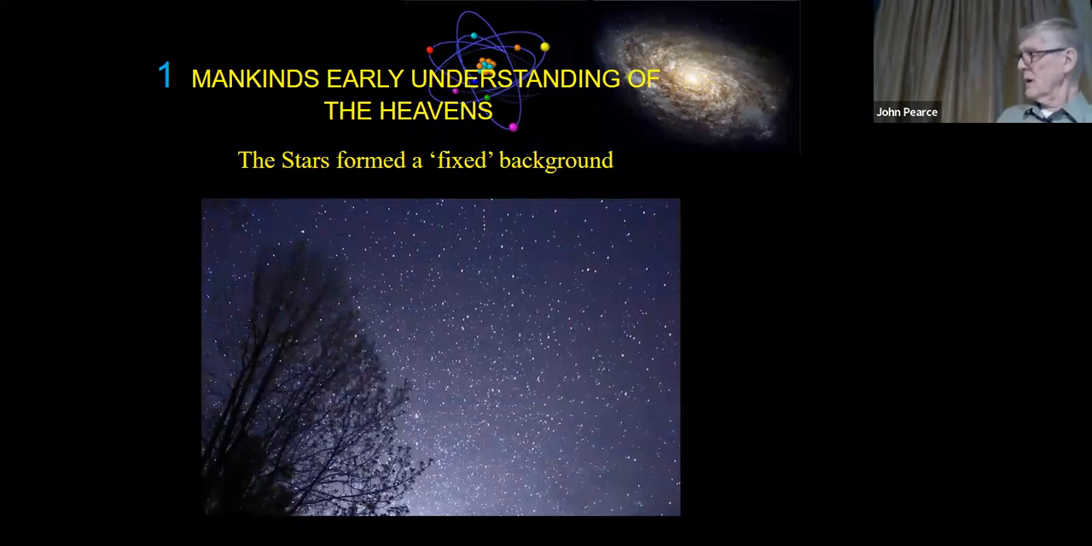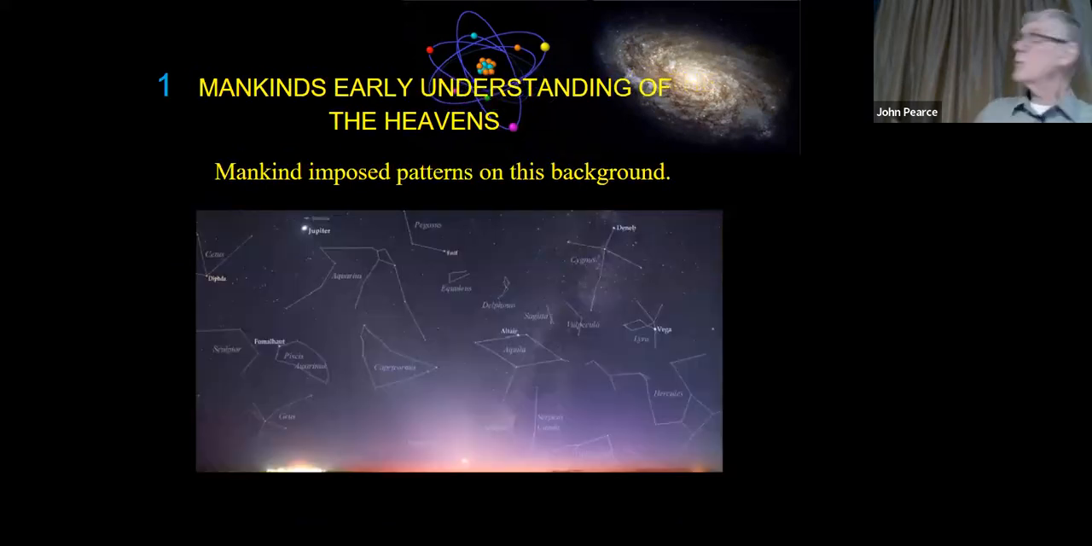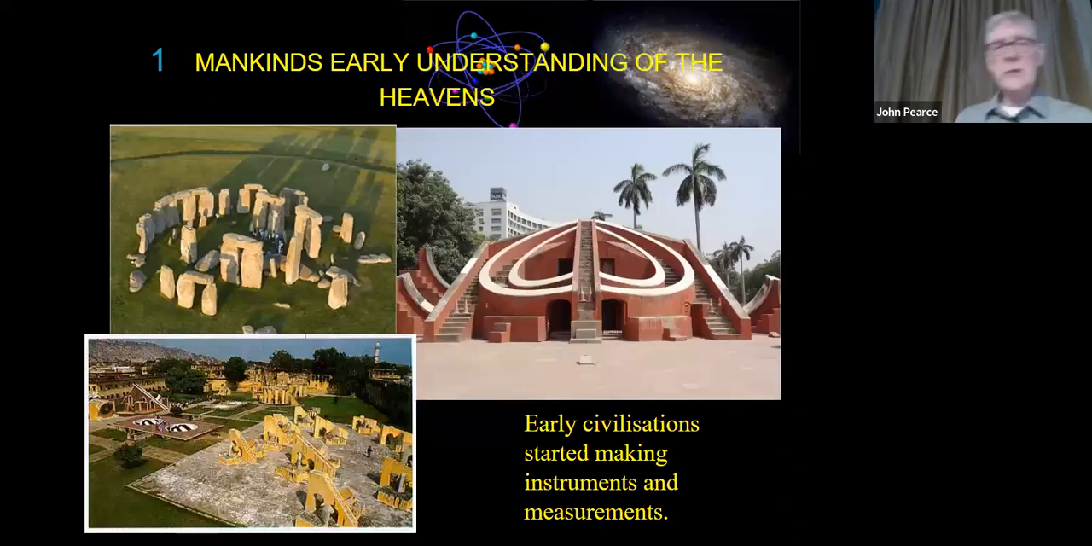You see the fixed background of stars here, and mankind superimposed patterns upon those fixed stars, and we still use those patterns today. And of course, mankind's first instruments were actually made to measure those things. You measured the points at which the celestial bodies crossed the horizon, or you measured the angles of elevation to those celestial bodies. And these are examples of our first instruments. Instrument making, I think, was the next step beyond tool making, which started to elevate mankind more above the animals than tool making did, as many animals do make tools.